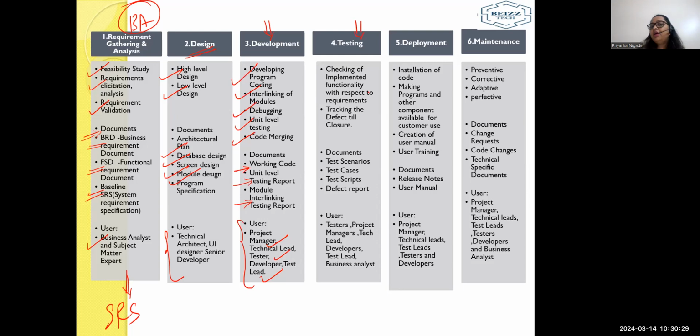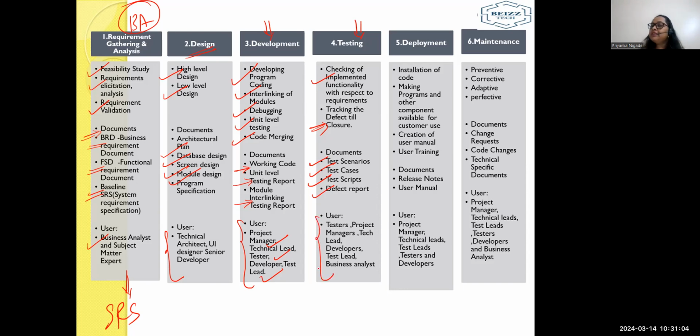Then we have testing. Okay, in testing, check the implemented functionality with respect to customer requirement. So the most common thing, based on the requirement, you'll be performing software testing, tracking the defect till closure. Identify it, ask a developer to fix, but till the defect gets closed, track the full process. Okay. Again, there are a lot of types to be covered. So the main documents that you prepare while doing testing are nothing but the scenario document, test case document, script, defect reports. These things you will be preparing.